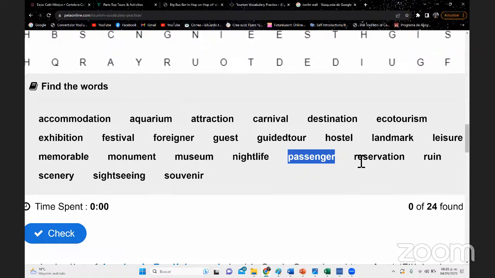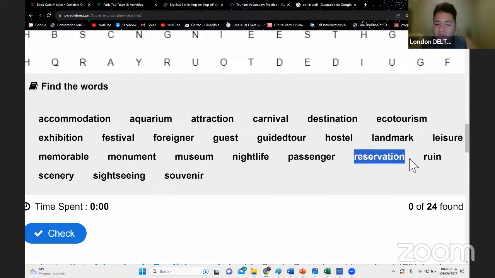Pasajero. Pasajero, very well. Reservation. Okay, reservation. Ruin. Ruin es el verbo arruinar, right? So tell me, what things do you think can ruin your holiday? ¿Qué cosas podrían arruinar sus vacaciones?